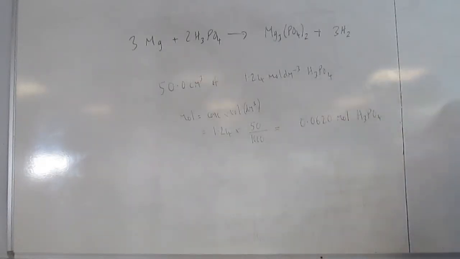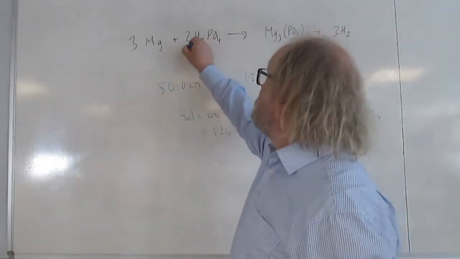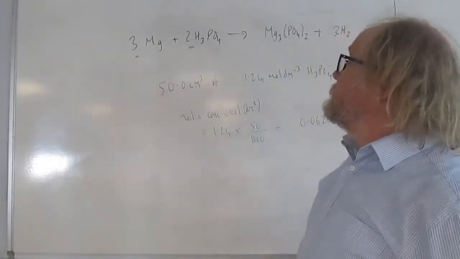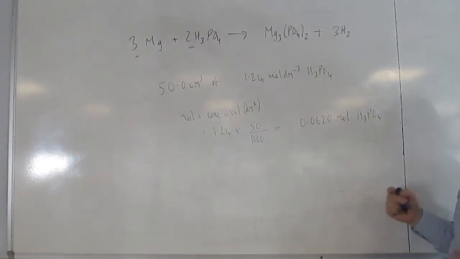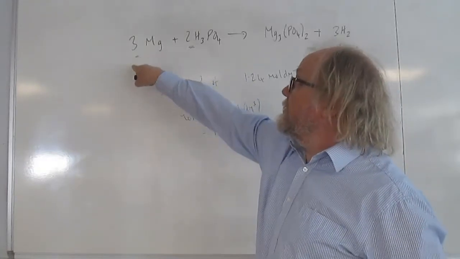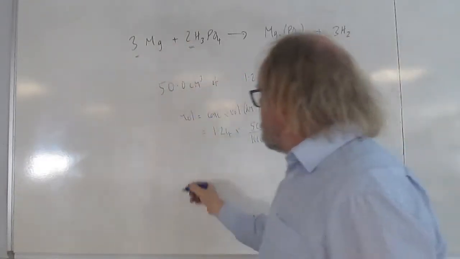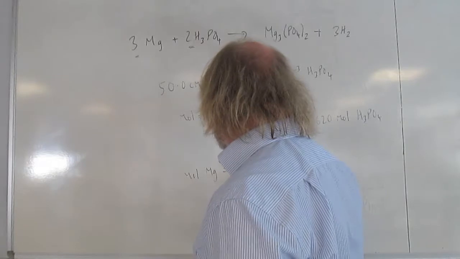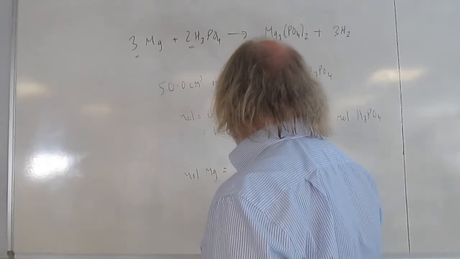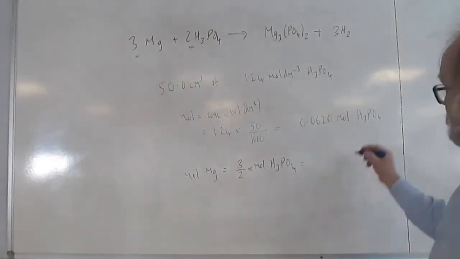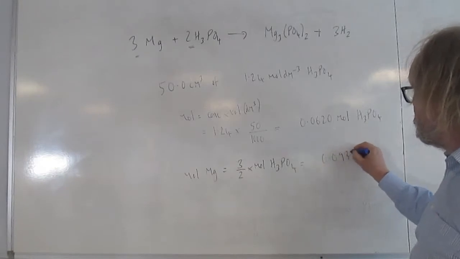And then you think, right, but we're being asked how much magnesium. So then you've got to go to the equation, because the moles are not the same. You can see that it takes 3 moles of magnesium to react with just 2 moles of H3PO4. In other words, however many moles of H3PO4 you've got, it will be more moles of magnesium by a factor of 3 over 2. So that's what we do next, is get that the moles of magnesium is 3 over 2 times the moles of H3PO4. So it's just 3 over 2 times that number, which is 0.0930 moles.